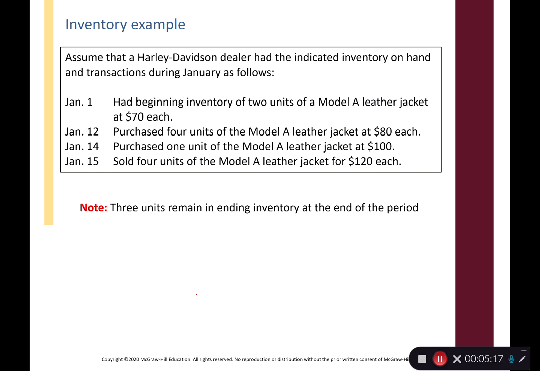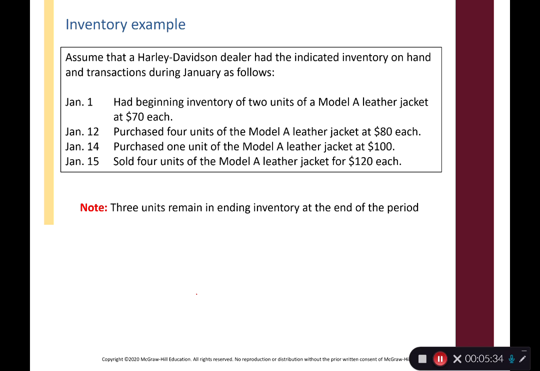On January 1, they had beginning inventory of 2 units of Model A leather jackets at $70 each. Then they purchased 4 more units at $80. Then they purchased another unit at $100 and 4 more units at $120. 3 units remain in ending inventory.